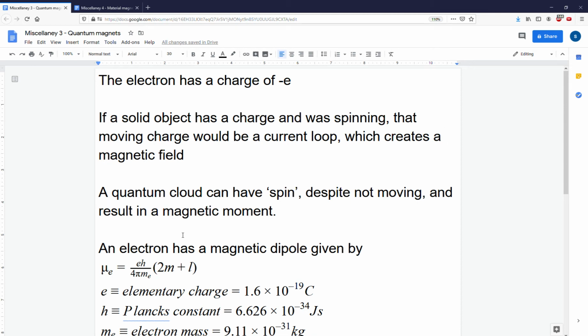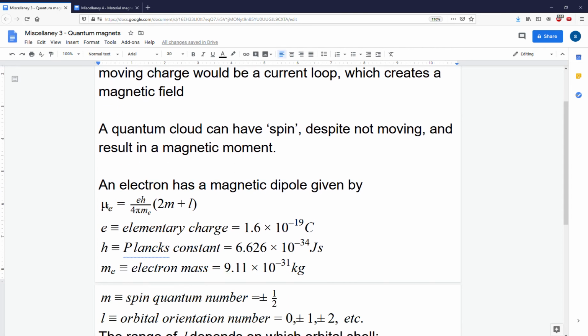Now, the formula for the magnetic dipole produced by the electron, and the magnetic field depends on the dipole and how far away you are. But the formula for the dipole of an electron is given by this formula right here. This is the magnetic dipole of the electron.